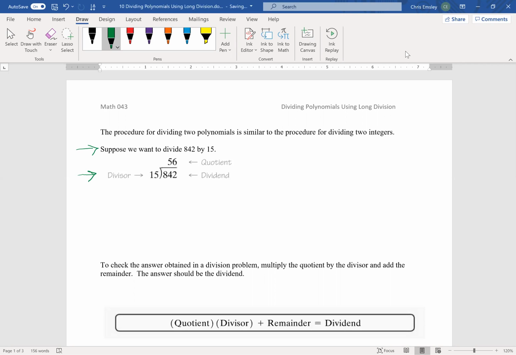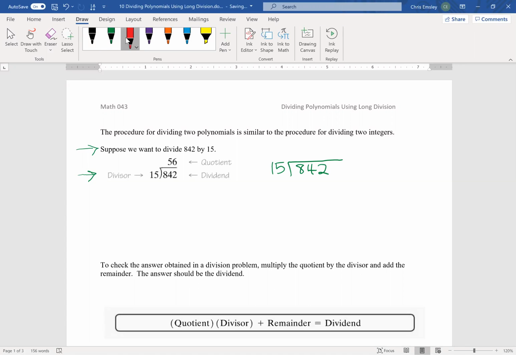Notice we have some terminology. The number under the division symbol, we call that the dividend. The number out front, the number we're dividing by, is called the divisor. And then the answer is called the quotient. There's going to be one more thing we have down here at the bottom when we actually do the math, called the remainder. So let's take a look at that. So just a refresher of how we do long division.